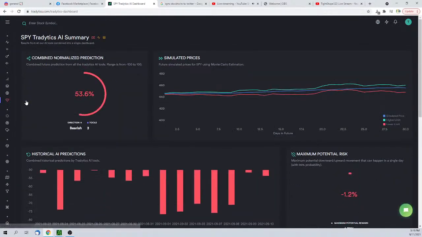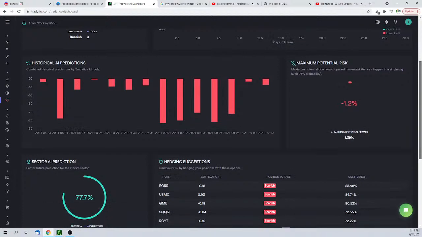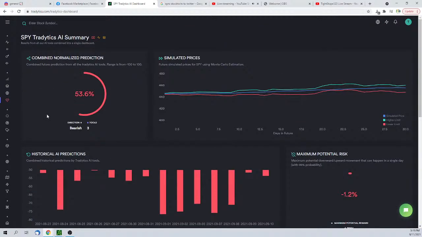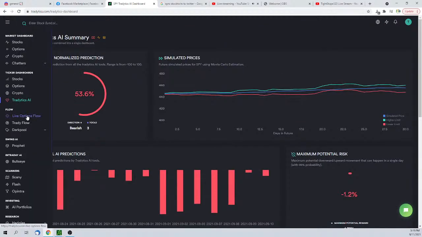Another crypto thing. So this is just an AI summary. I don't use this much either. It's an AI tool to try to predict action. I don't put a lot of faith into that, but they're saying 53% chance the SPY is bearish on this particular chart. So I'm not going to go into that in too much detail.